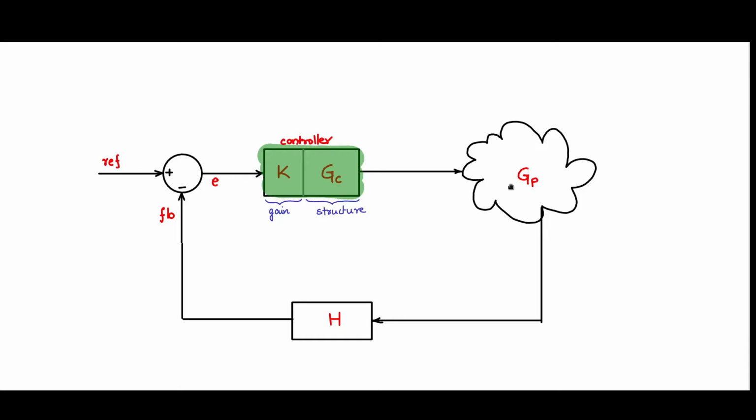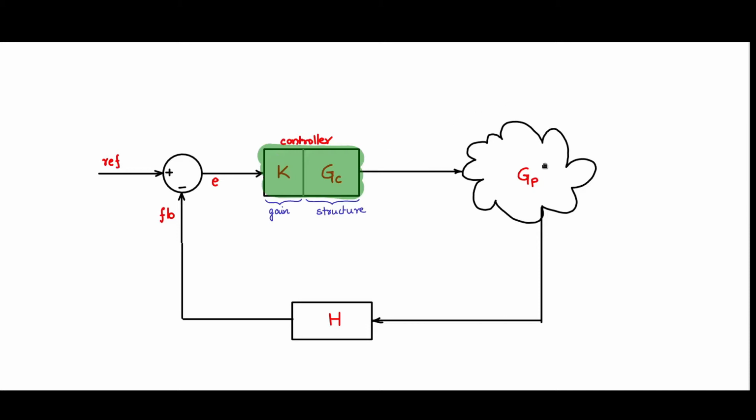We define the plant GP, we define H, these are given to us. And then you start by defining the structure of GC, the structure of the controller, whether you want to have just plain gain or you want to have an integral type of control or a PI control or a PID type of control. So define the structure and then we go about selecting the gain using the root locus method. So let us try that.